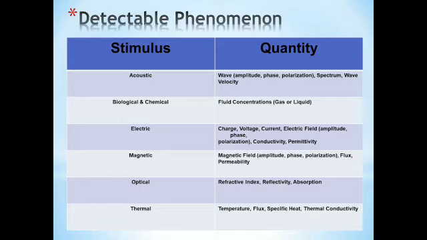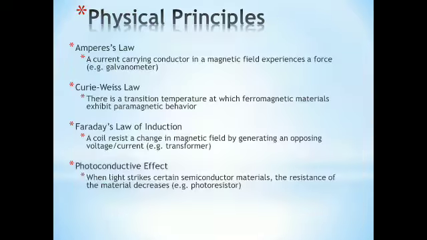On the basis of magnetic field: amplitude, phase, polarization, flux, permeability. Optical: refractive index, reflectivity, absorption. On thermal: temperature, flux, specific heat, thermal conductivity.